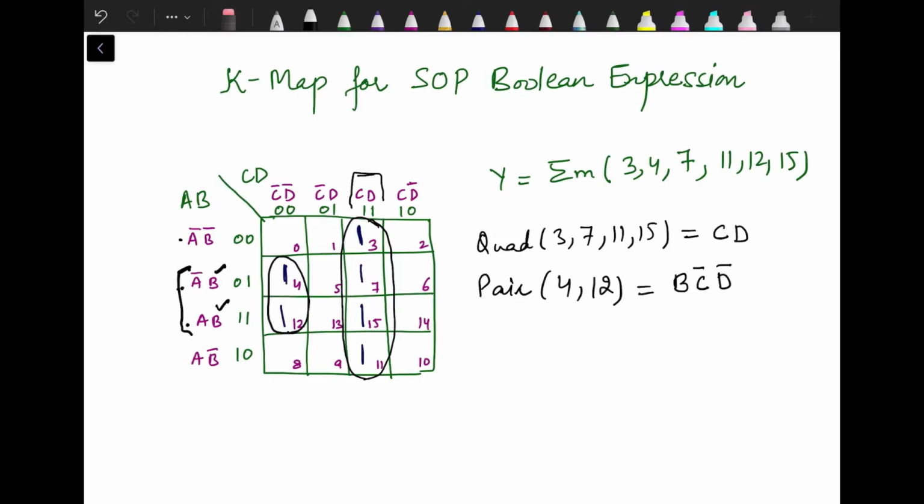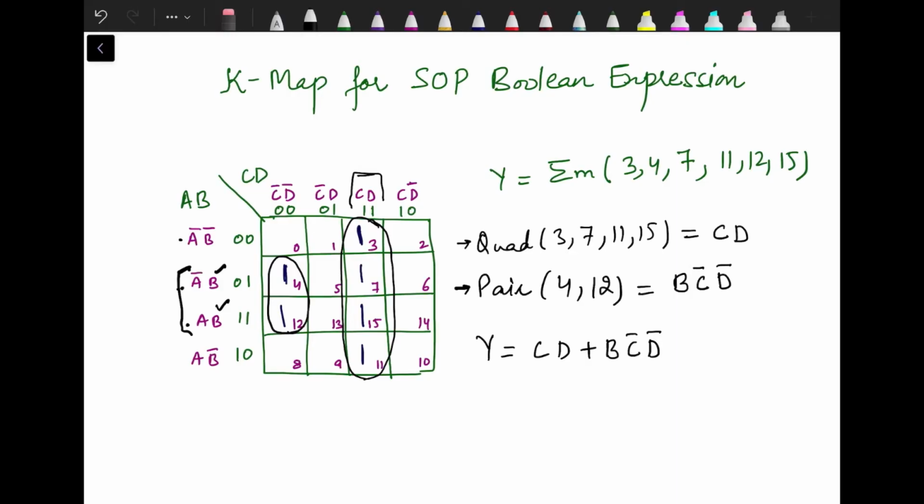And our final expression, which is in the form of sum of products, is CD plus B C complement D complement. Now what we see is that each group over here has resulted in one product term. One quad has given one product term, the pair has given another product term, and then they are combined together in the form of a sum. This is how we write the expression.